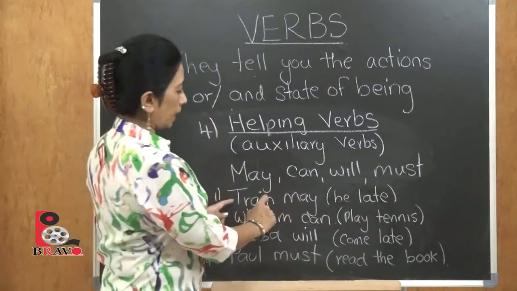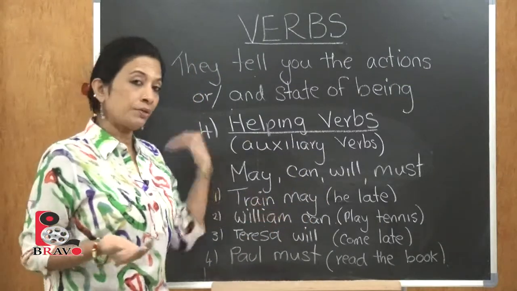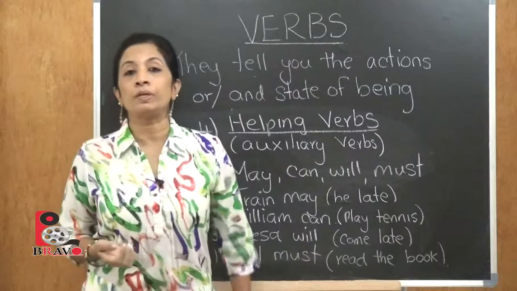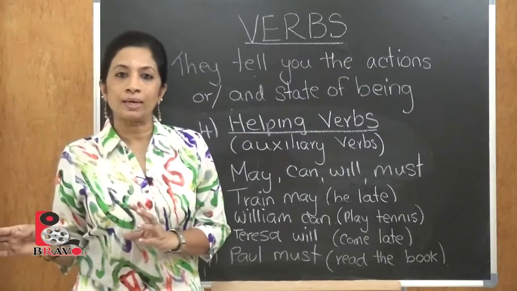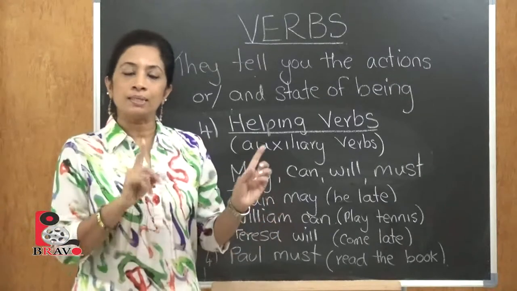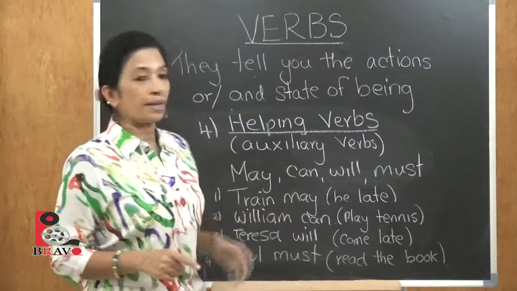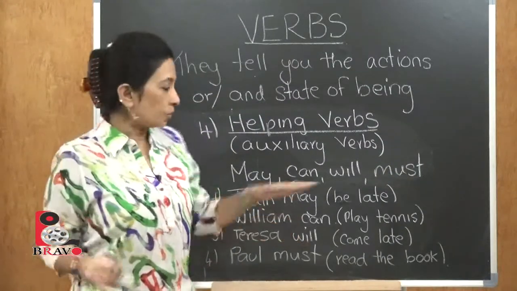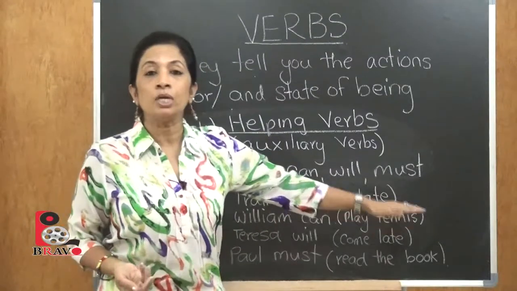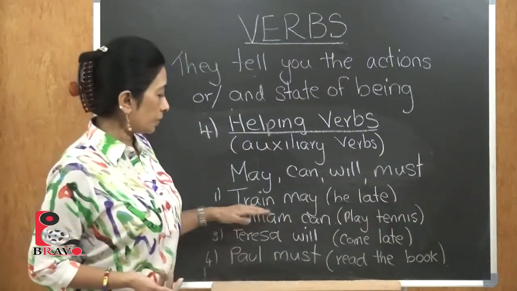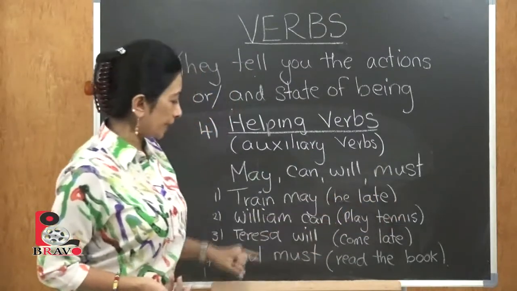So when you say train may, it doesn't make sense. But if you remember, the previous one we looked at was main verb, where we don't need the support of the other words to make the sentence. So it was sun shines. It made sense. But here, train may do what? This is a helping verb, it needs additional support to make the sentence. So train may, for example, be late. So that is the additional support it needs.